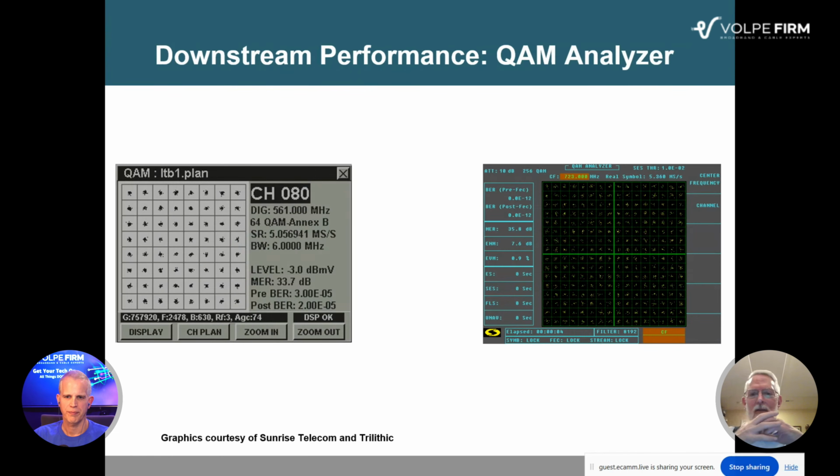So let's take a look at a couple screenshots. These are older instruments. Some of you who are tuning in may recognize some of these screenshots from instruments you've used in the past. But I like these because they show a couple good examples. First of all, we've got a 64 QAM Constellation display on the left and a 256 QAM Constellation display on the right. But as you look at the screenshots, there's other stuff in there.